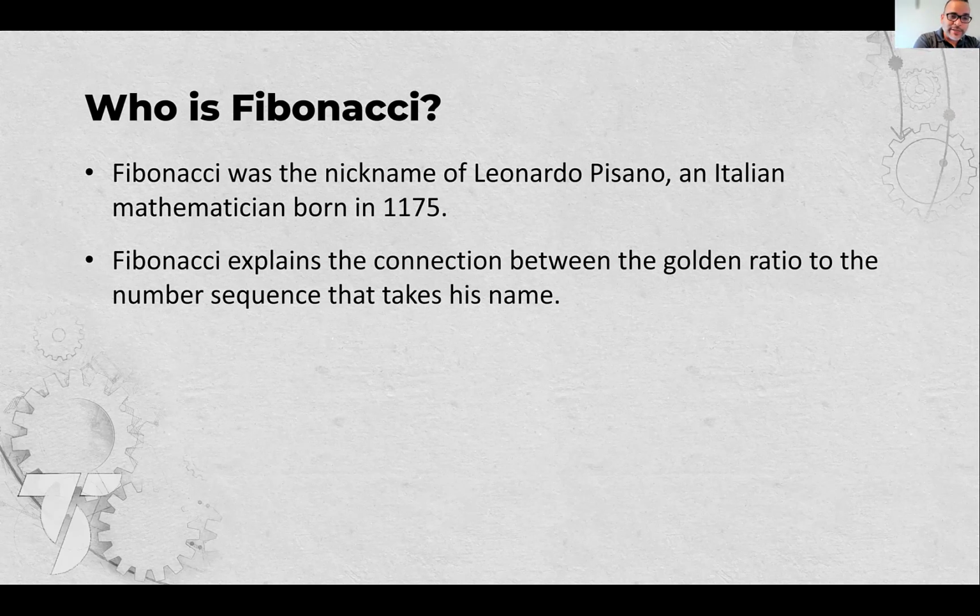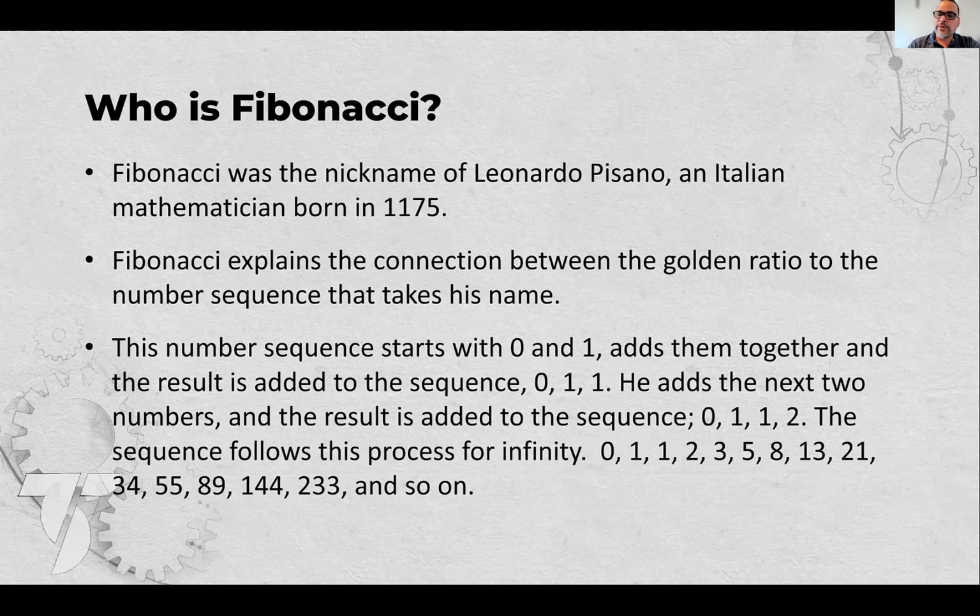Well, Fibonacci explains this number sequence that follows that same golden ratio, and that's where the Fibonacci number sequence comes from. The number sequence is going to start with 0 and 1. He adds them together, and the result is added to the sequence. So 0 plus 1 is 1. So the sequence now becomes 0, 1, 1.